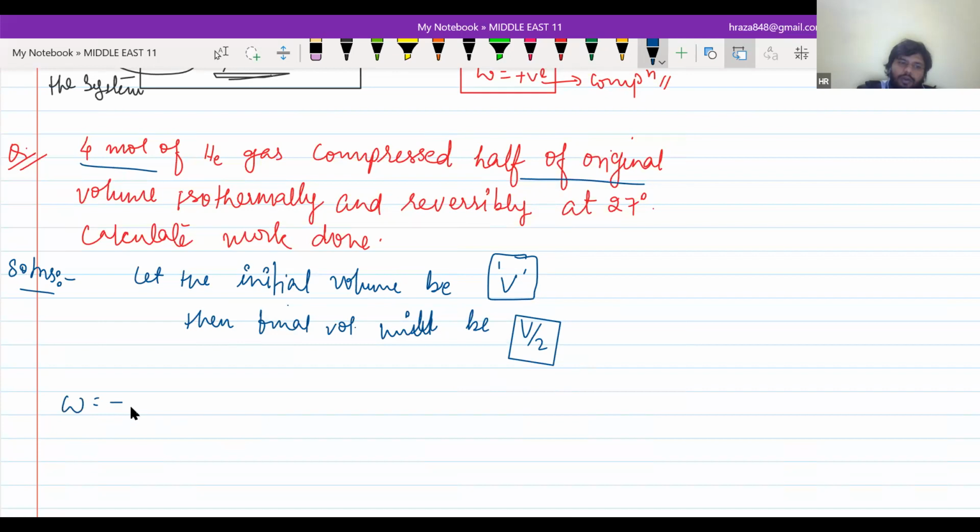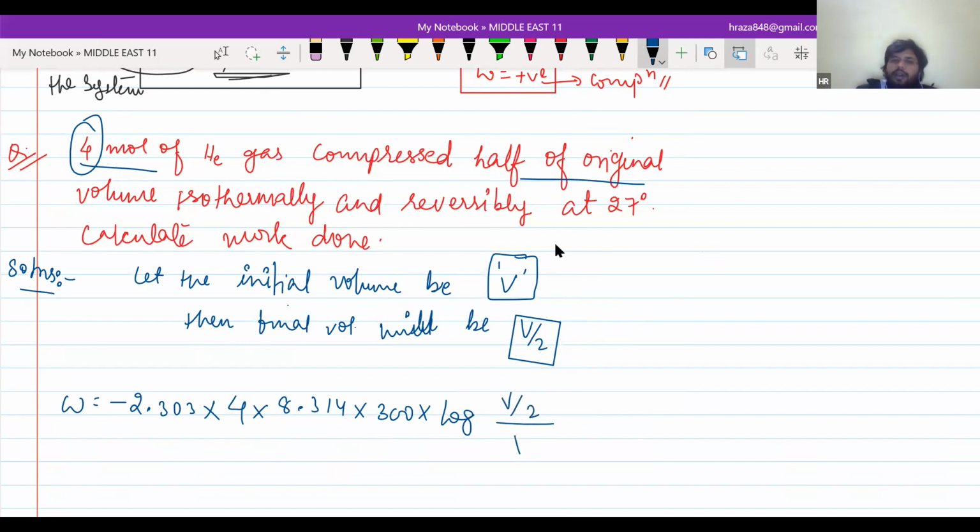Now applying the formula, W is equal to minus 2.303 n R T log V2 upon V1. n is the number of moles, that is 4. R is 8.314, and T is 300 Kelvin. V2 upon V1 is the final volume upon the initial volume. The final volume is V by 2 and the initial volume is V, so you can easily cancel it, and the value will be minus 2.303 into 4 into 8.314 into 300, and it will be log of 1 by 2.